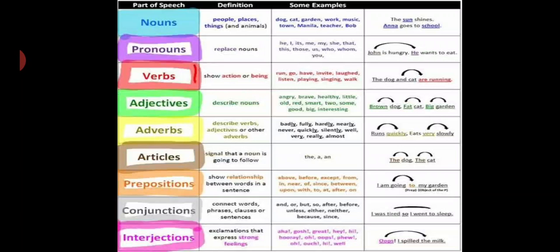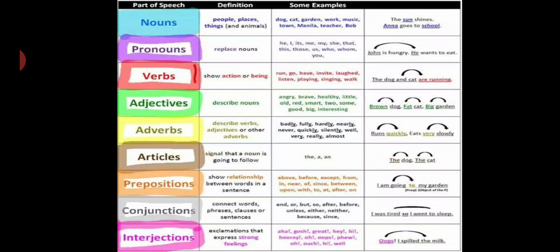The second part of speech is pronoun. A pronoun is a word that is used in place of a noun. It replaces nouns. Some examples of pronouns are he, I, it, me, my, she, that, this, those, us, who, whom, you, etc. Now, take an example. John is hungry. He wants to eat. Here, he replaces the name John.